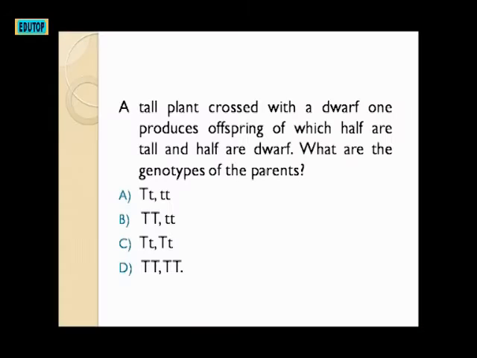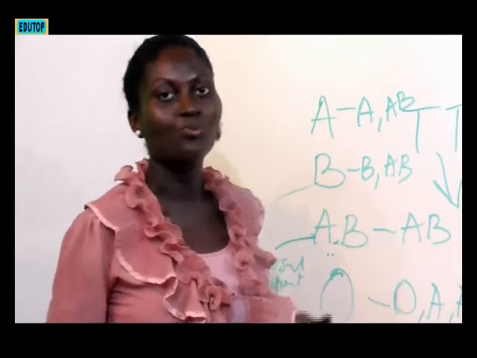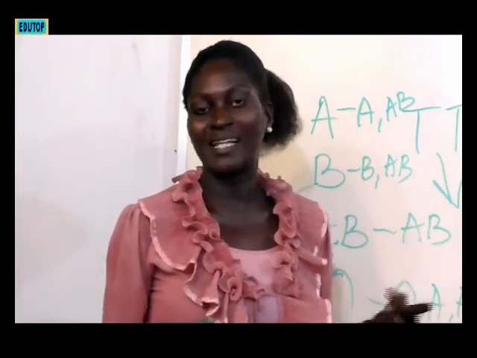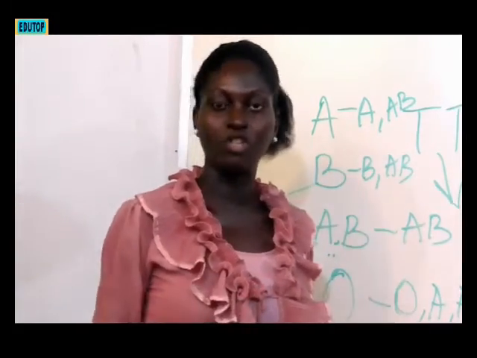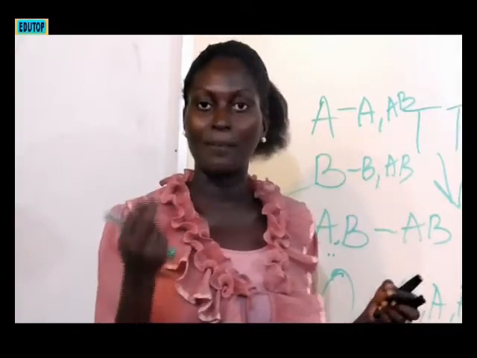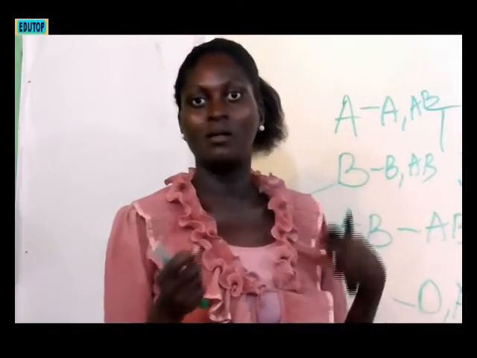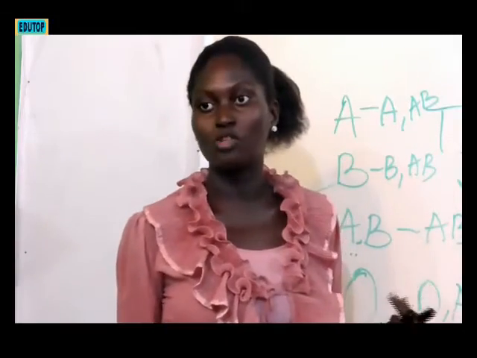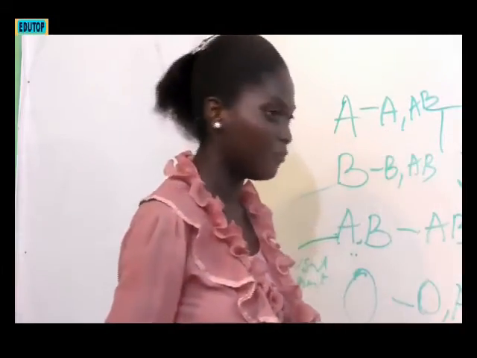The next question, a tall plant crossed with a dwarf one produces offspring of which half are tall and half are dwarf. What are the genotypes of the parents? For this kind of question, you may need to quickly calculate, even though you don't have all the time. That's why the ones that are theoretical or that don't have calculation, you have to hurry on them so you can pick your answer on time. And these ones that look like you have to do a form of calculation, you got to be very careful.